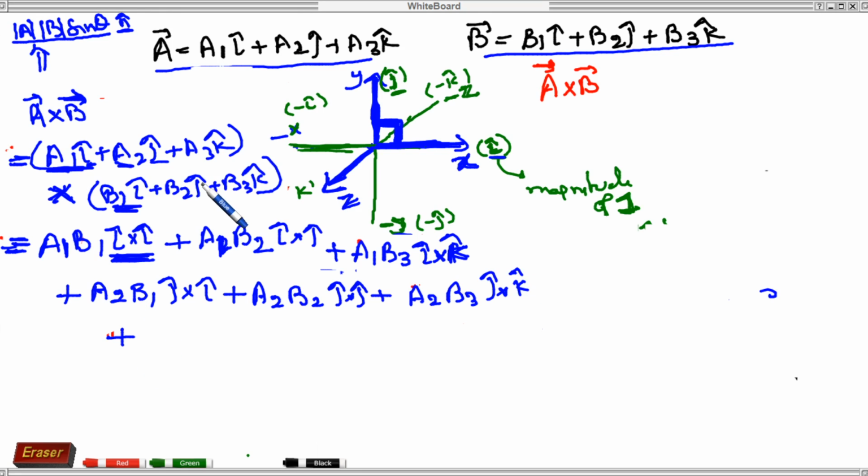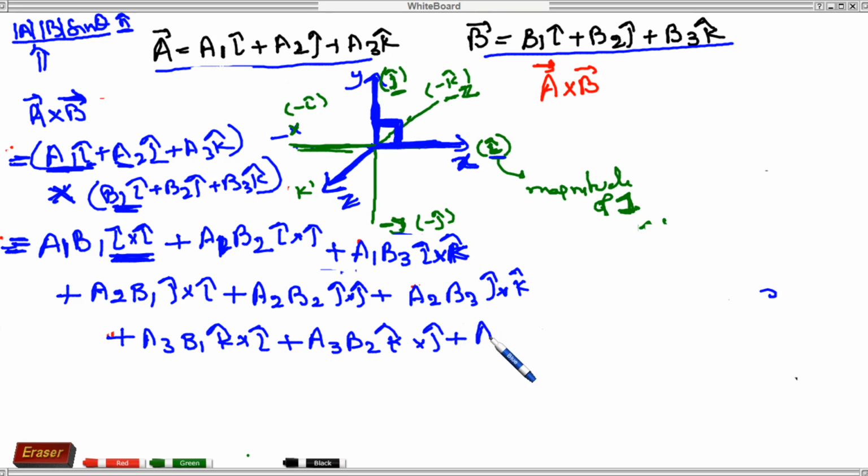Plus a3 b1 k cross i, plus a3 b2 k cross j, plus a3 b3 k cross k. So as I told you, in case of this i cross i, what will be i cross i?